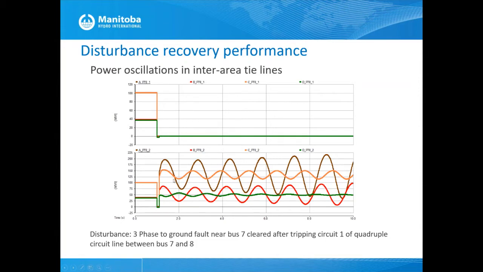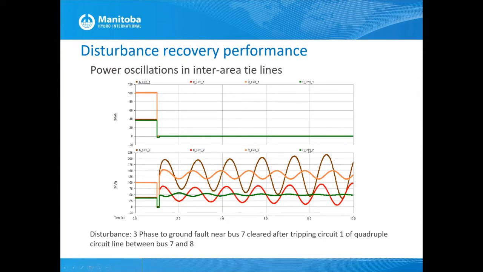I'm showing the second circuit power transfer. You can see after the fault recovers, the system has poorly damped oscillations. So if you take scenario A, scenario B, and scenario C, you can see the magnitude of the oscillation is gradually growing with time. So this will lead the system to instability.